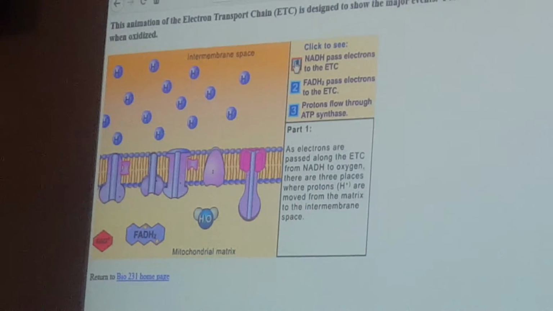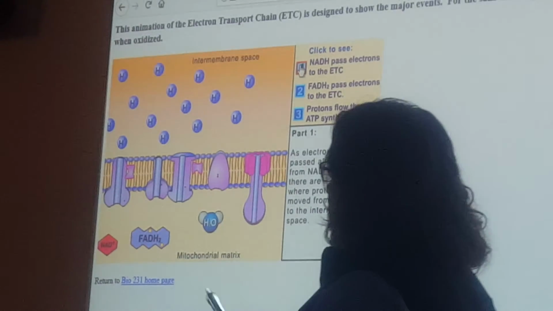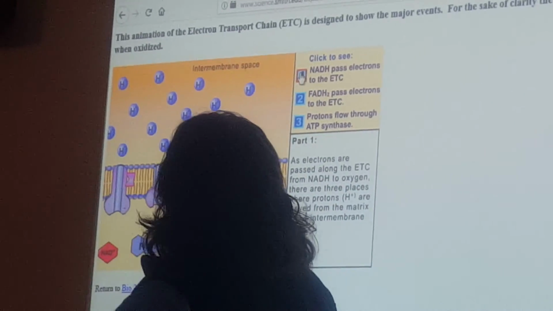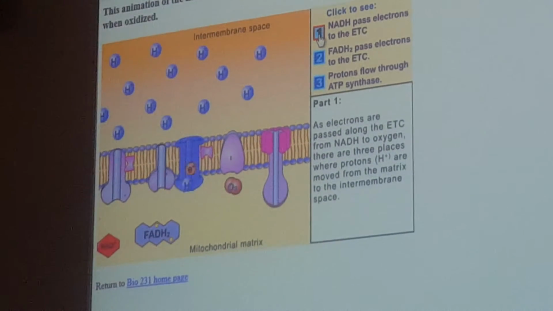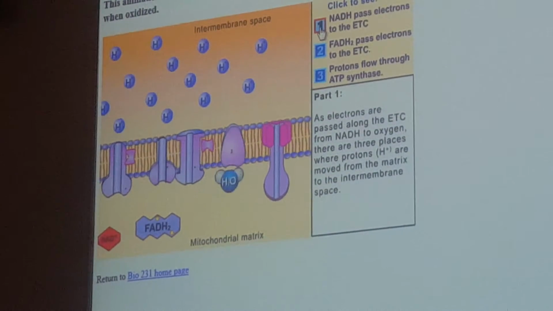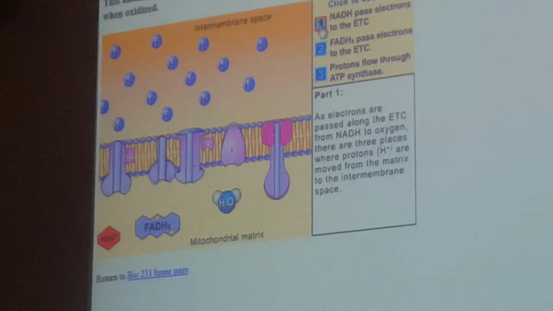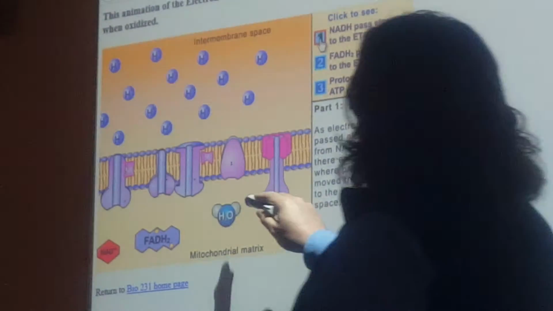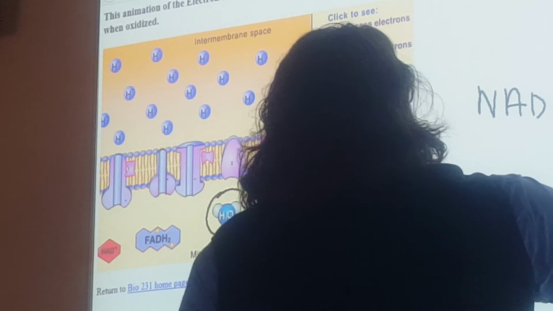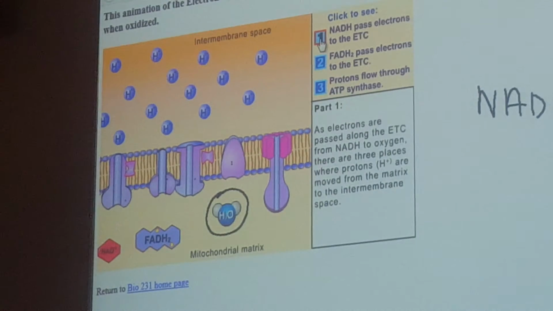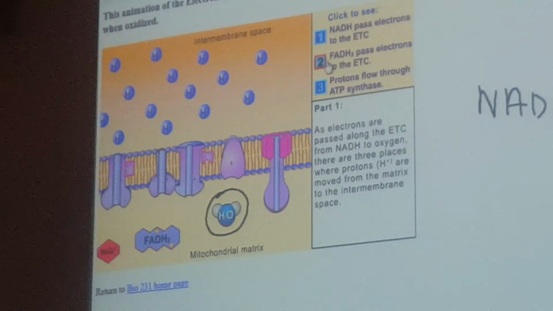Did you see what happened? NADH, electron was passed. Each time the electron was passed, how many hydrogens came across? Okay, electron was passed, made water here in the end. So we had for NADH, how many hydrogens went? 3, right?